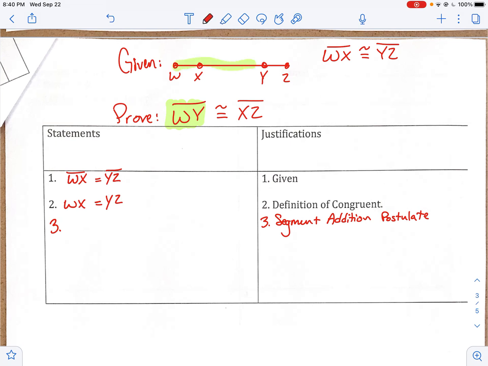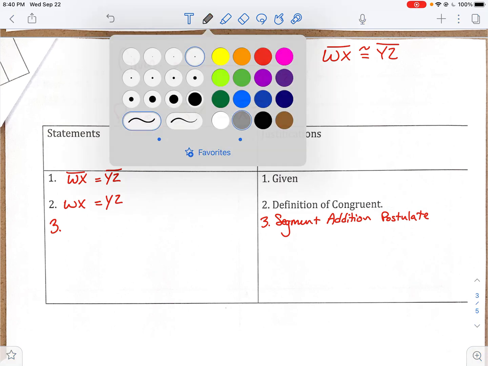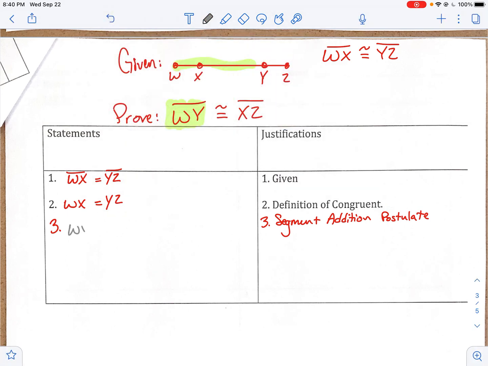here. So let's do that one. How can I use segment addition postulate for WY? WX plus XY equals WY. And again, that should be an uppercase Y. Just pretend it is for me. They also wanted me to prove something about XZ, so I should probably do that one as well. So XY plus YZ equals XZ.